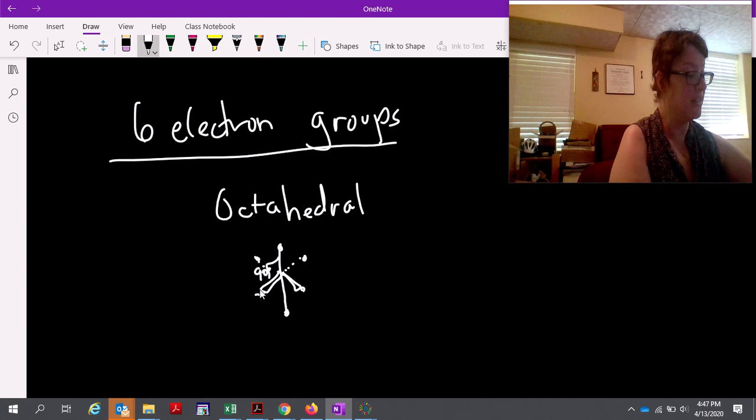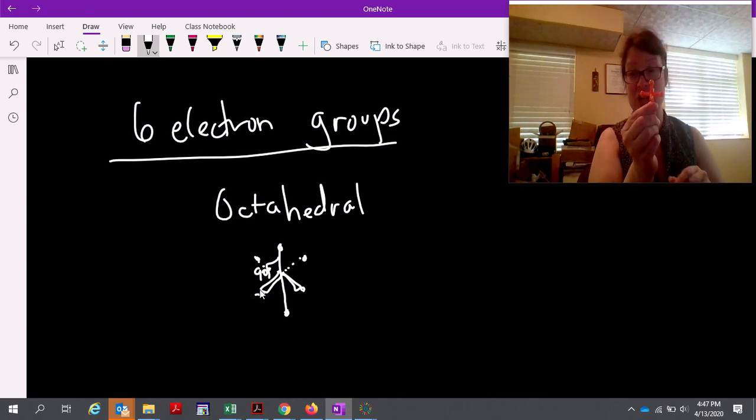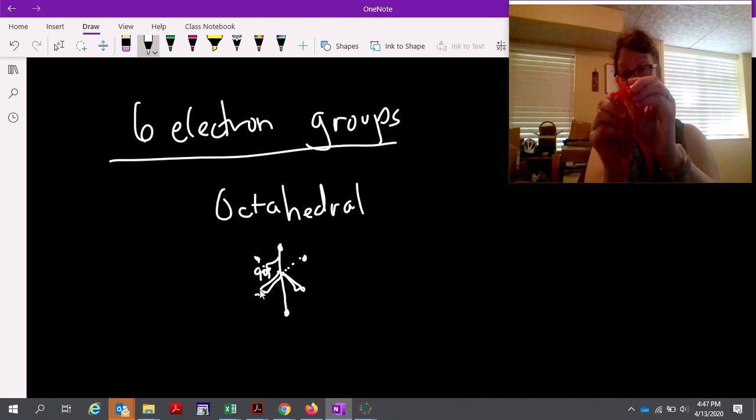And I like to think of this, if you ever play jacks, this looks exactly like a jacks. So you can see that square in the middle going around, and the one coming out the top and one coming out the bottom.